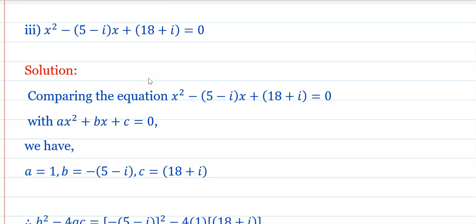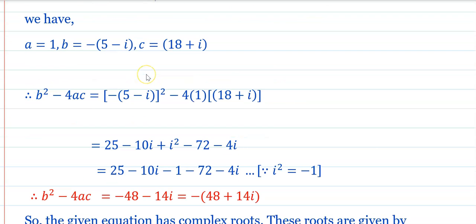Now the next problem, x square minus in bracket 5 minus i bracket complete into x plus 18 plus i, that's equals to 0. Again comparing this equation with ax square plus bx plus c is equals to 0. a is 1, b is minus in bracket 5 minus i, c is 18 plus i. We'll find out the value of b square minus 4ac. That is minus in bracket 5 minus i bracket square minus 4 into 1 into 18 plus i.